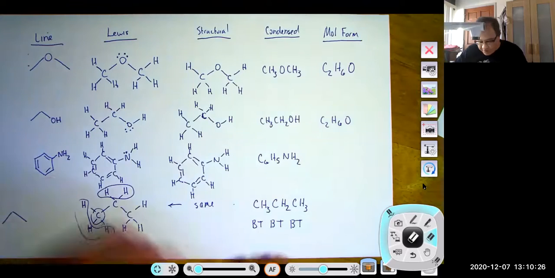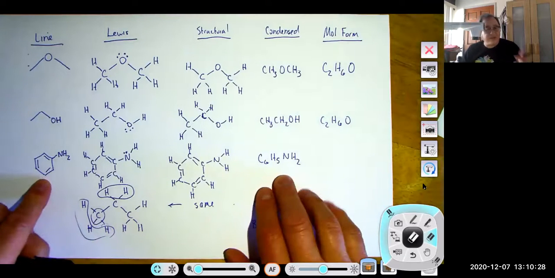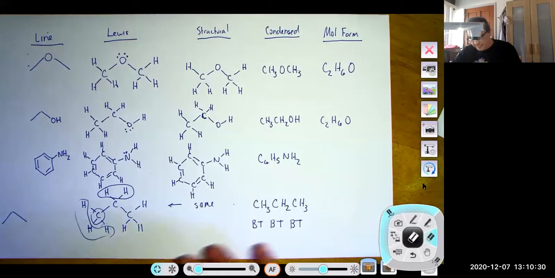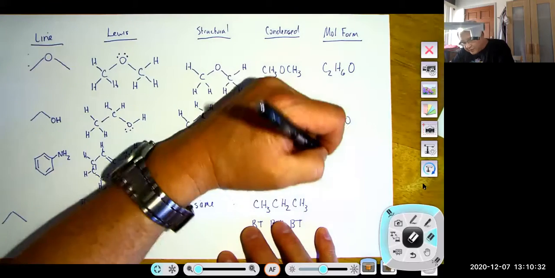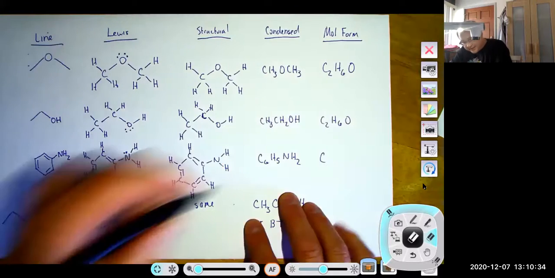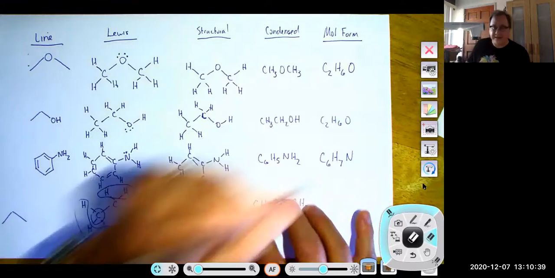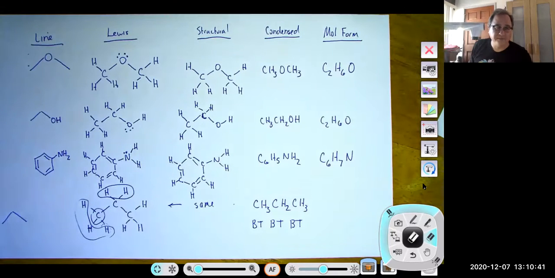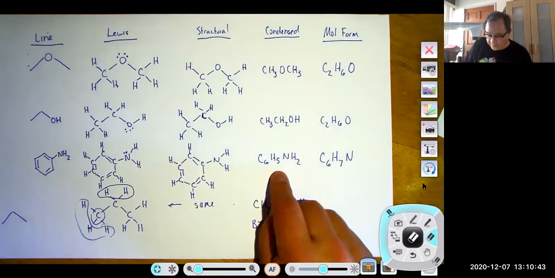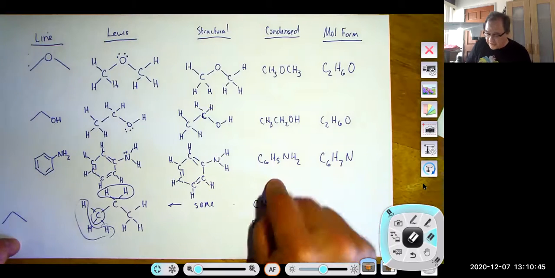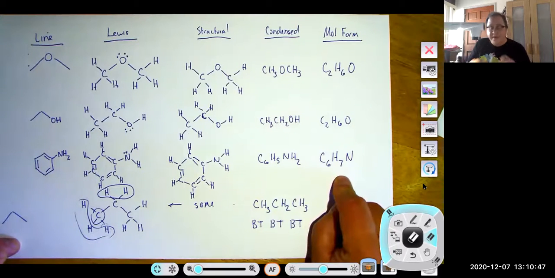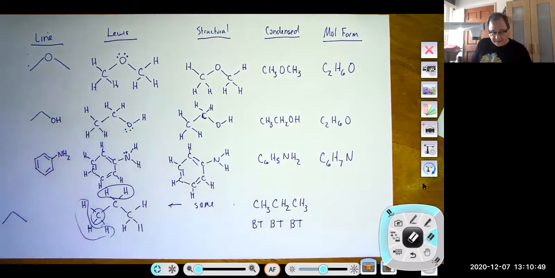So I wanted to let you know that because this one is a little difficult. And then the molecular formula is C6H7N. This is not a molecular formula. It's a condensed. And sometimes people forget to just make a list when they get to the molecular.